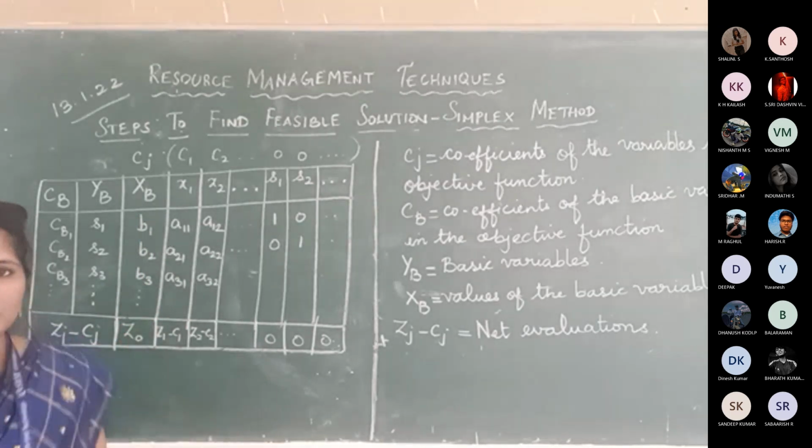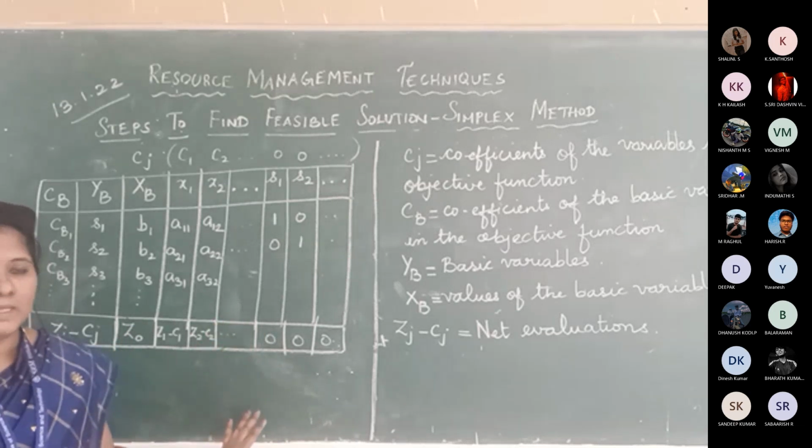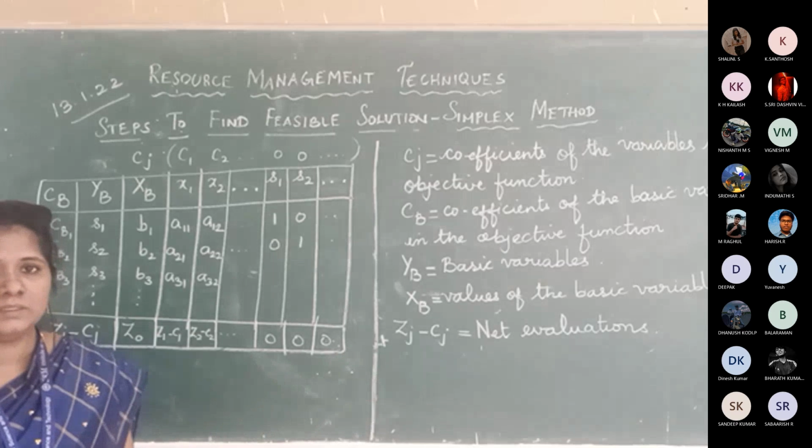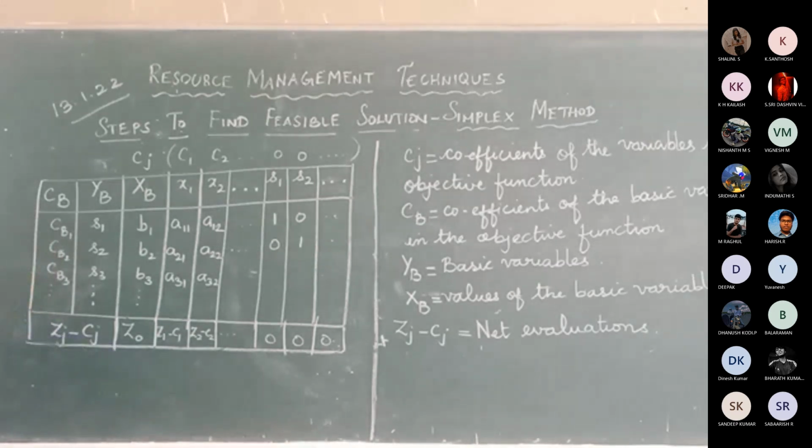Have you drawn the diagram? Have you drawn the tabular column? This is your step 4. Next, I will deal with your net evaluation in step 5. Have you all written it down? Write it down. It is very, very important. The simplex method is very, very important. It is a 16-mark question.